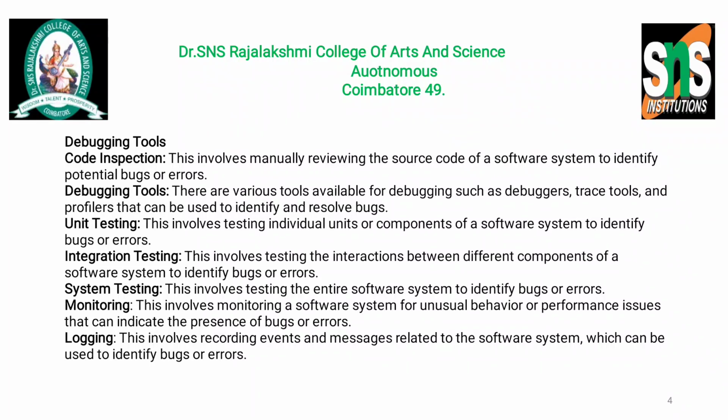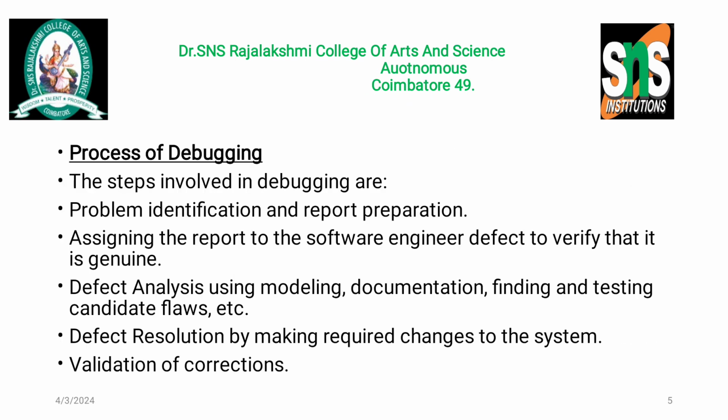System testing. This involves testing the entire software system to identify the bugs or errors. System testing generally tests the performance of the system, what type of output it gives, whether the output is reliable or not, and so on. Monitoring. This involves monitoring a software system for unusual behavior or performance issues that can indicate the presence of bugs or errors. Logging. This involves recording events and messages related to the software system which can be used to identify the bugs or errors.